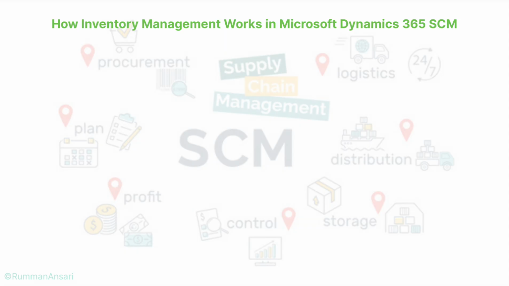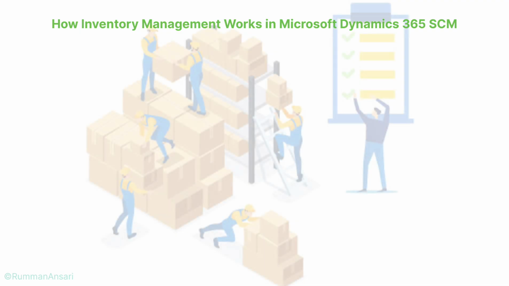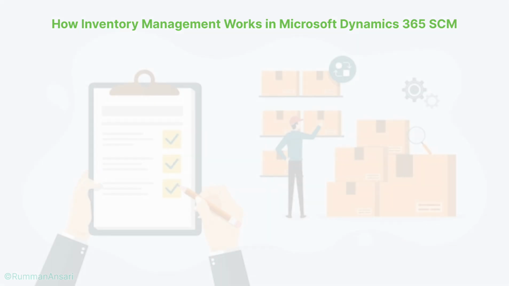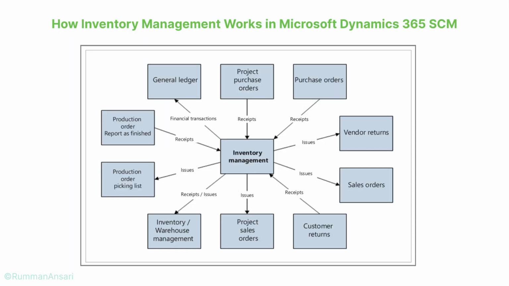A retail chain like Target or Walmart needs to track thousands of SKUs. SKU means stock keeping unit, across stores and warehouses. Inventory management ensures accurate stock levels to avoid overstocking or running out. Now let's walk through each module connected to inventory management in a diagram and what role it plays.